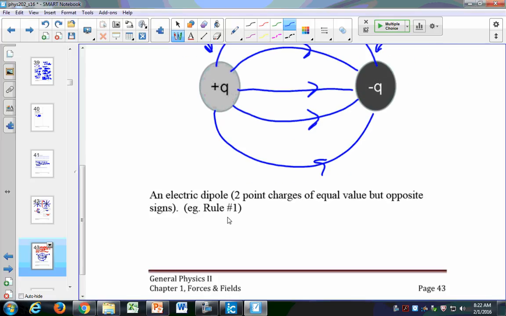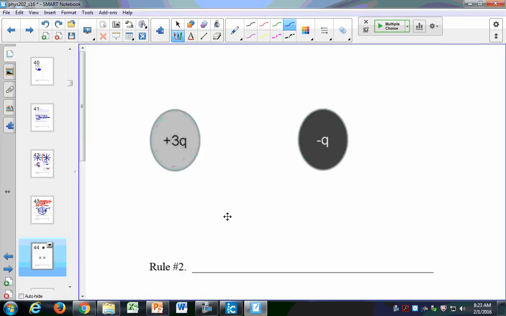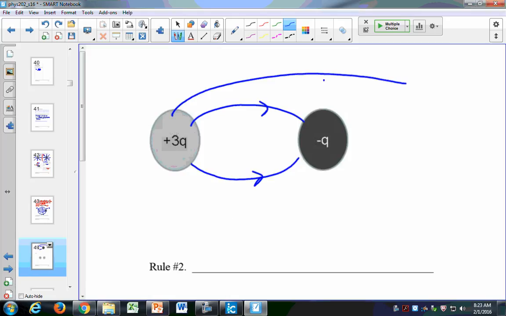If I have a configuration of charge, there you go, Daniel. I have a configuration of charge that looks like this. We have a plus 3q and a negative q. I have field lines that come over from the positive onto the negative. But then I'm going to have additional field lines that will just go off and end out at infinity.